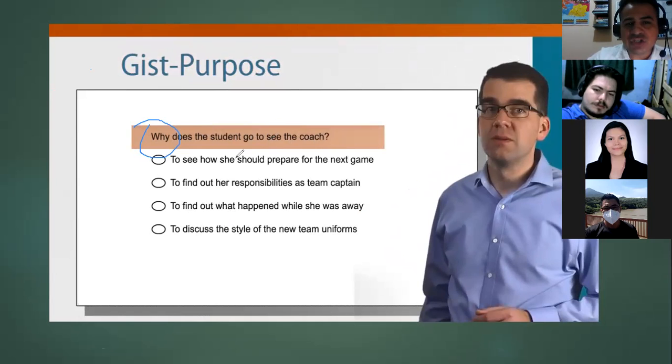A, to see how she would prepare for next game. Okay, maybe. To find out her responsibilities as team captain. No, porque ella no sabía, ¿verdad? She didn't know she was going to be team captain. C, to find out what happened while she was away. Maybe. Mm-hmm. Yeah. To discuss the style of the uniforms. No. No, the letter C. So I think it's going to be letter C, right? Yeah, to find out what happened. All right. Yeah, because she was not there and she was trying to get information about what happened. Maybe any update or something like that about the team.